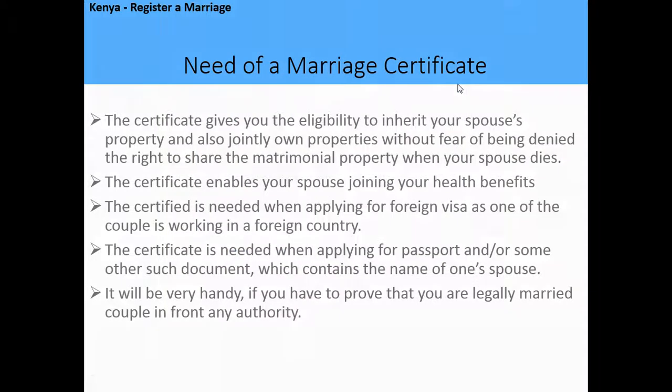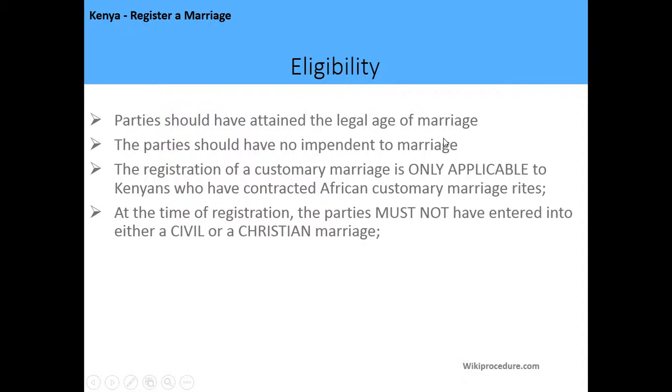The eligibility is that the party should have attained the legal age of marriage so as to register their marriage. The party should have no impediment to marriage. You need to know that the registration of customary marriage is only applicable to Kenyans who have contracted African customary marriage rites. So you must have already done the customary marriage rites. And at the time of registration, the parties must not have entered into either a civil or a Christian marriage.